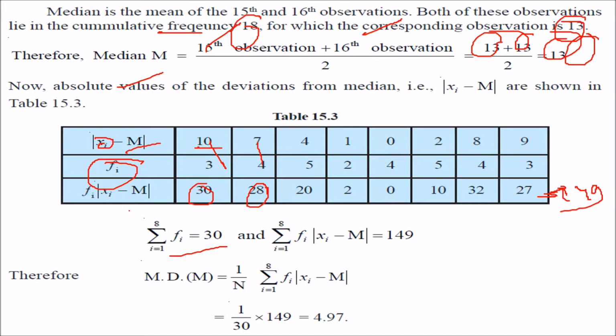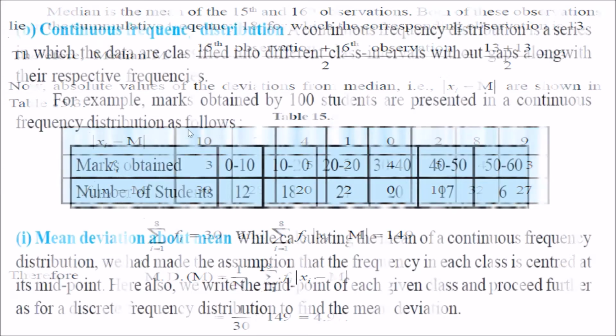So sigma fi is 30, because the cumulative frequency also we have seen. The fi xi minus m, this one, also the summation is 149. Divide 149 by 30. This is your answer, 4.97.